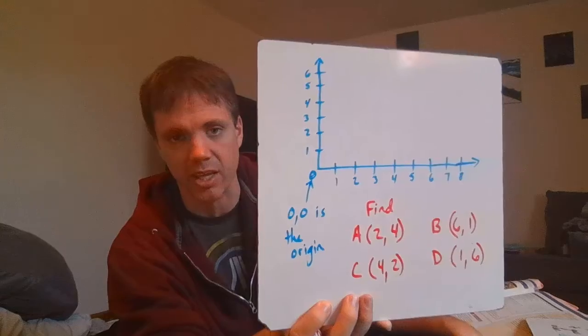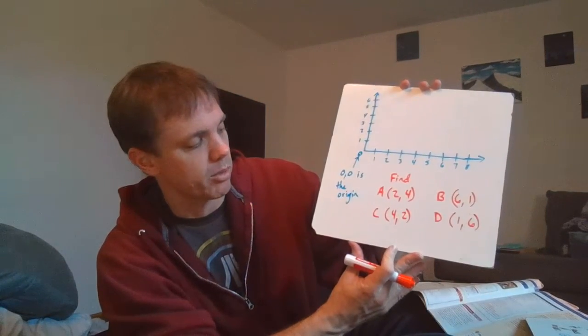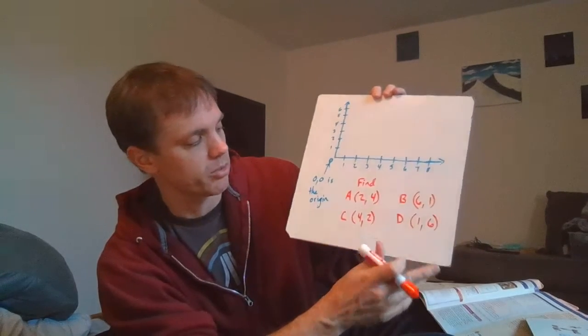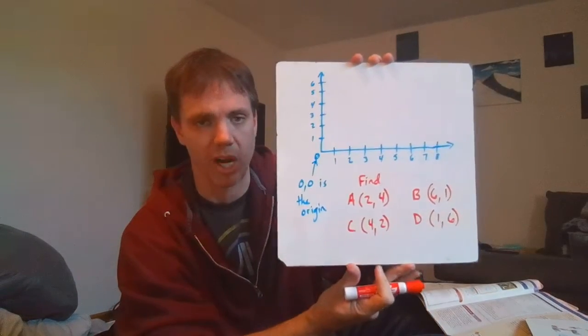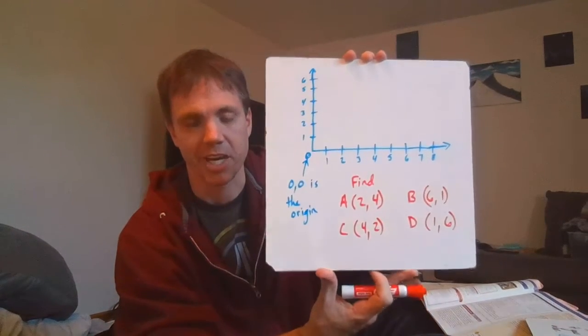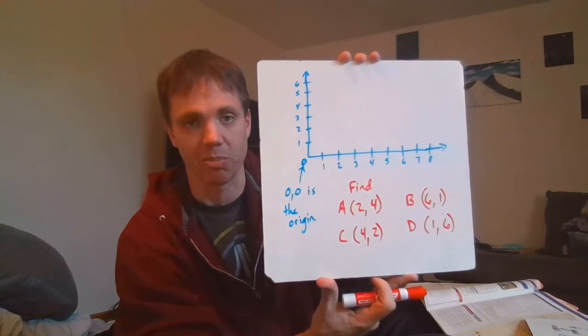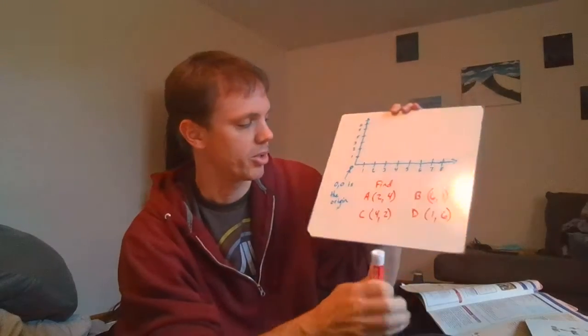So find A is at (2, 4), B is at (6, 1), C is at (4, 2), and D is at (1, 6), which you'll notice I did as inverse pairs, or opposite ones. It's kind of an easy way to see if you know what you're talking about: I give you the same numbers but backwards, and then you have to know which one's X and which one's Y.